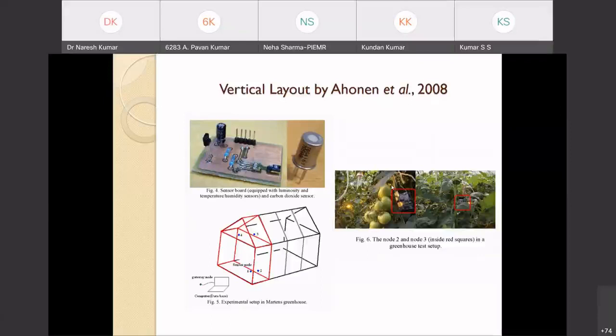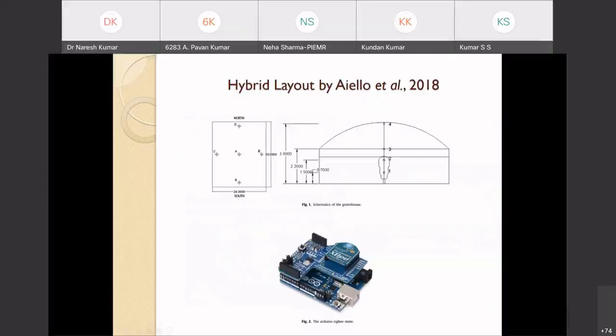Then we have one more example, the hybrid layout. There, Alo et al. in 2018 deployed this Arduino Zigbee node. This is the schematic of the greenhouse. These are shown as 1, 2, 3, 4 at different heights, and these heights are labeled as 7,000, 1,500, 2.2, and then 3.8, like that. This deployment was both horizontal as well as vertical, both types of deployments were done by Alo.